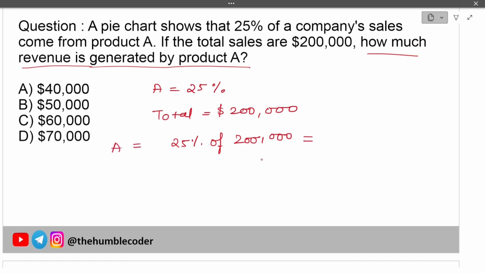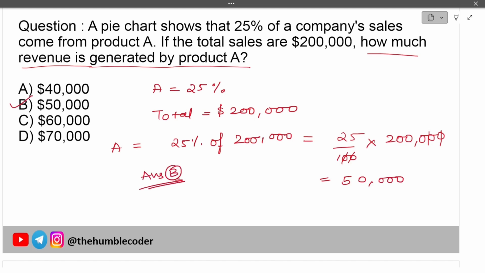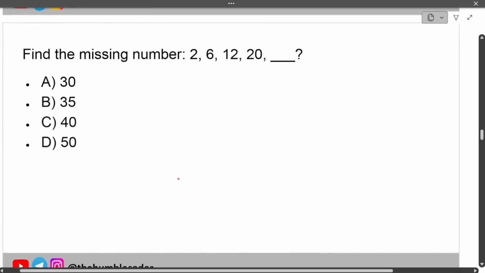So it will be how much? Let's try to solve it. 25 by 100 into 200,000. So this will cross off, and then when we solve it, the answer that we will get is 50,000. Okay, so let's see the option that we have. Answer option B is the answer for this question. Moving on to the next question now.